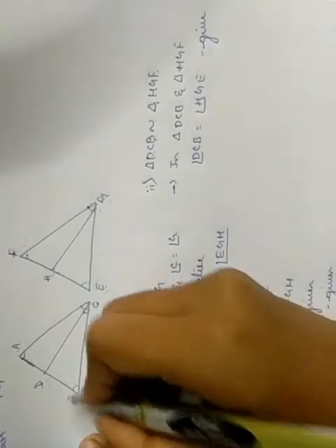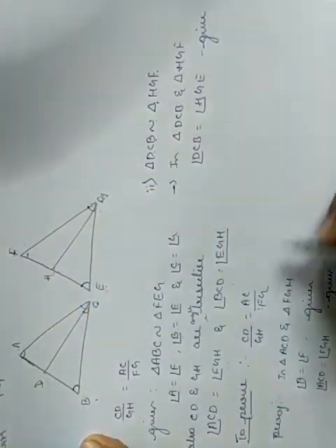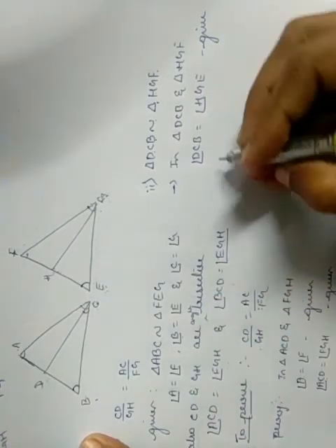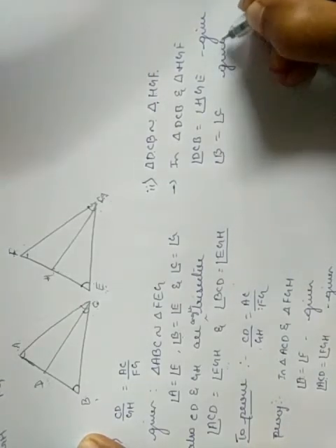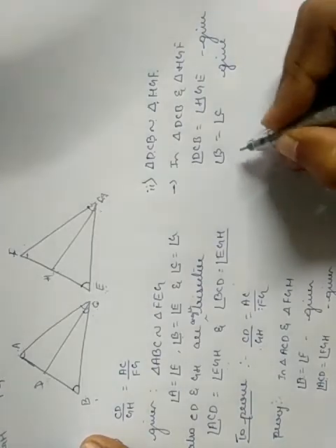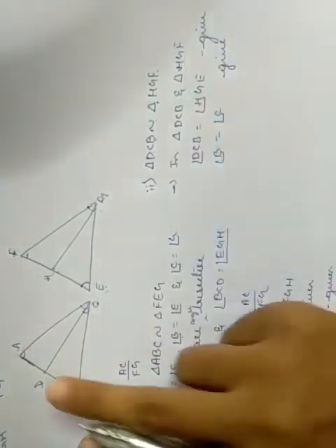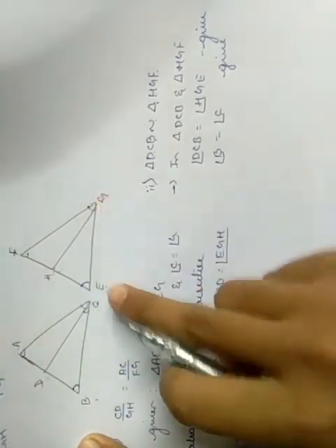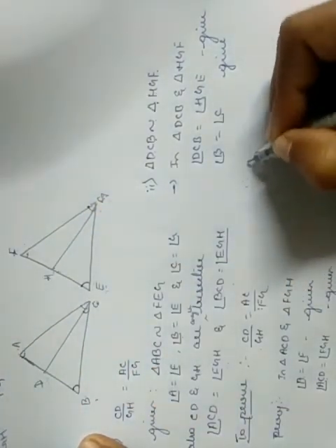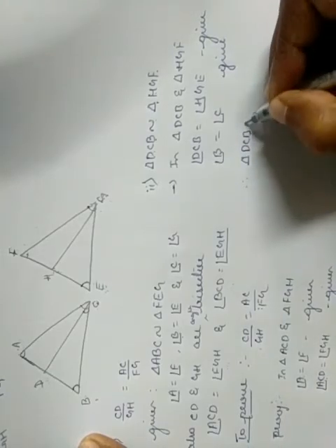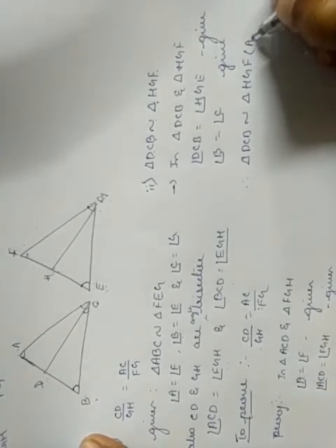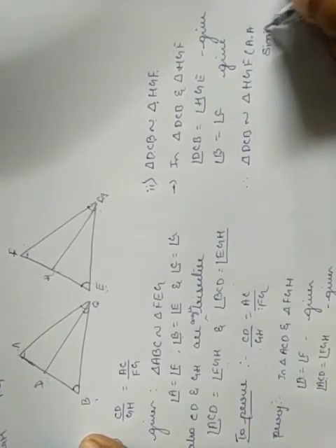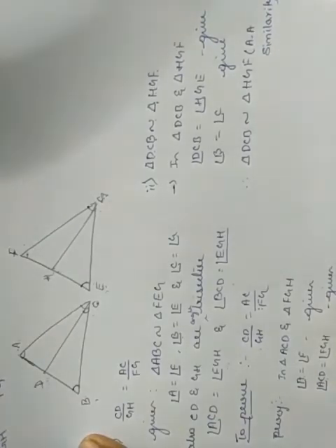And one more angle we get: angle B is equal to angle E. This is also given because corresponding angles are equal. This is also a given. By these two angles, we can say that these two triangles, triangle DCB and triangle HGF, are similar. Therefore, triangle DCB is similar to triangle HGF by angle-angle similarity. This completes the second proof.